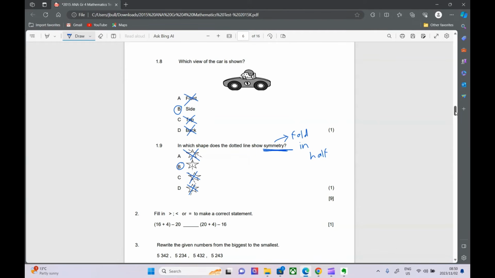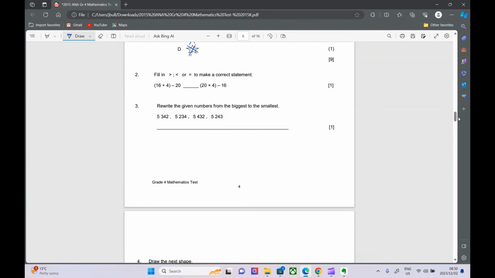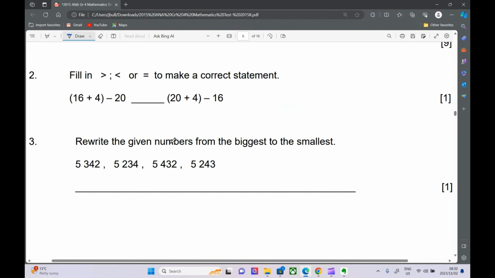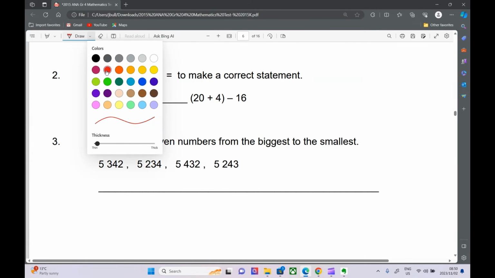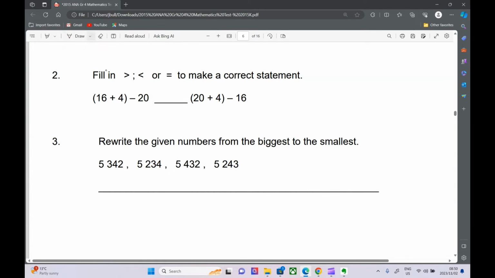Then we get into question 2, where now we're moving away a little bit from the multiple choice questions. We're starting to do some actual questions. So question 2, we've got to fill in a greater than, a less than, or an equal sign to make the correct statement. What I would do with this kind of question is work out both sides first, because we can't do much at the moment with it looking like that. On this side, remember BODMAS, so you've got to do your brackets first. So 16 add 4 gives us 20, and then minus 20, because we've still got this part.